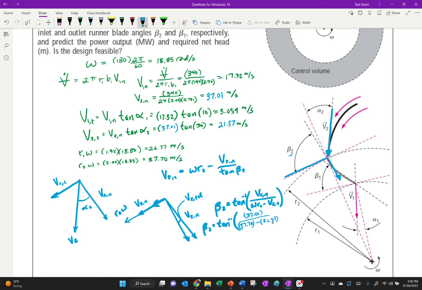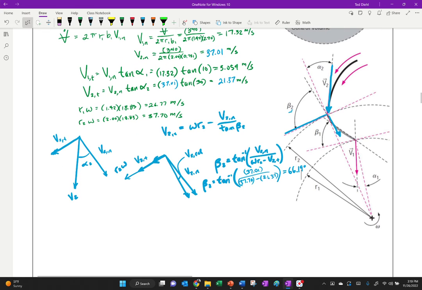37.01, and 21.37. And I end up with a beta of 66.19 degrees. And I double checked. I made these in SolidWorks as a sketch. But I'm not going to continue through.